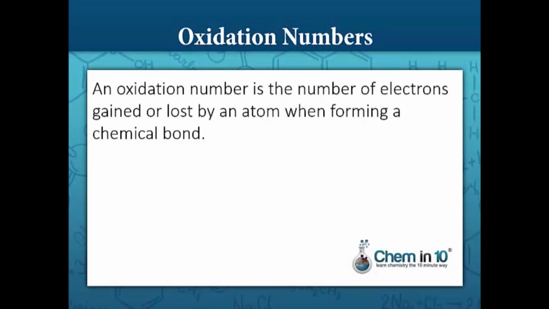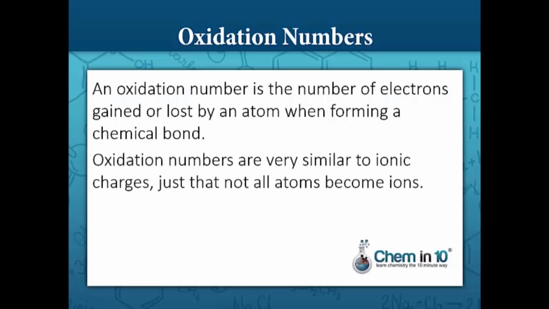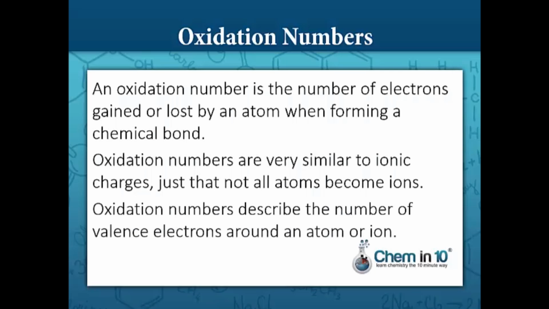An oxidation number is the number of electrons gained or lost by an atom when forming a chemical bond. Oxidation numbers are very similar to ionic charges, just that not all atoms become ions. Oxidation numbers describe the number of valence electrons around an atom or an ion.